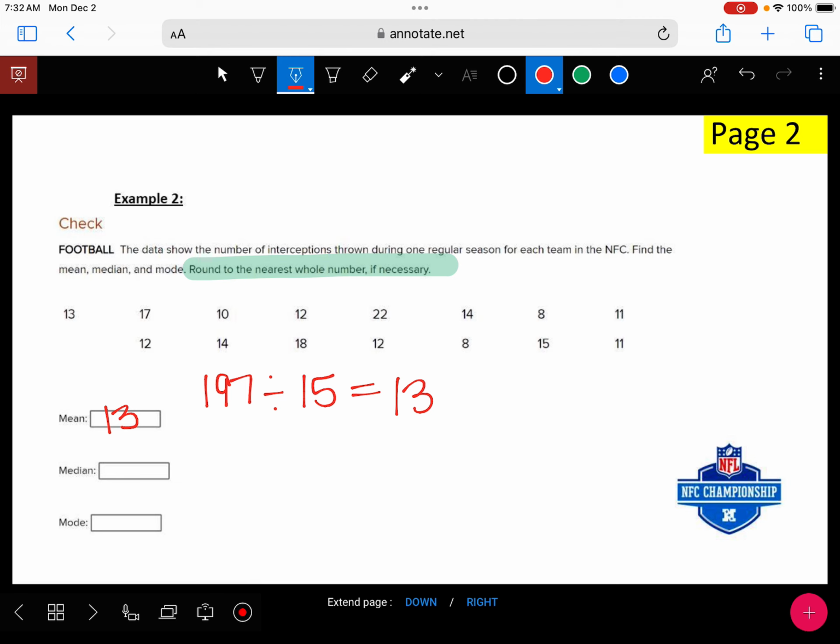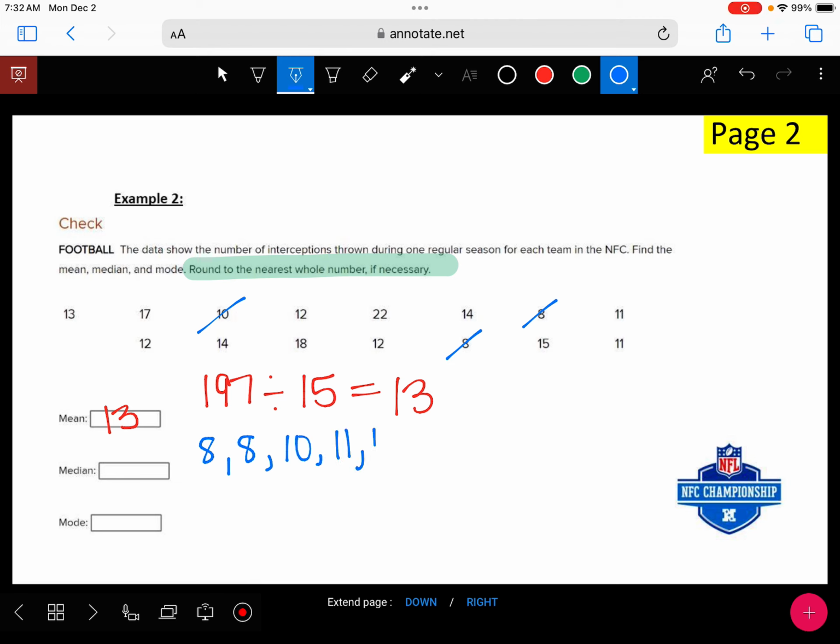All right, now comes the more complicated part. We've got to put these numbers in order. So what's our smallest number? 8. So there's 2 8s. So we're going to list that twice. Cross them out as you go. And then the next number would be what? Do we have a 9? No. Do we have 10? We got a 10. Put that next.